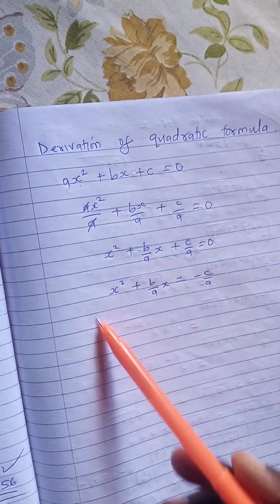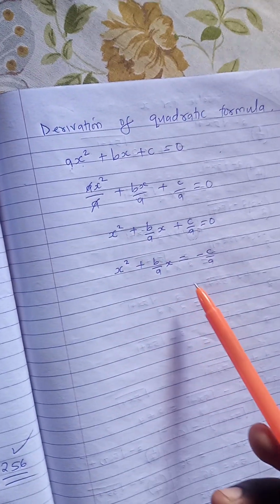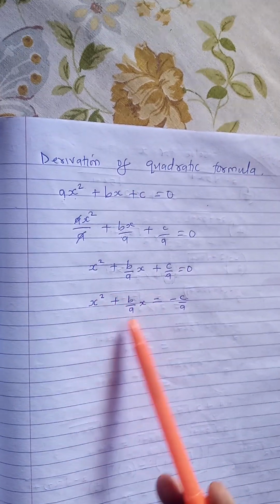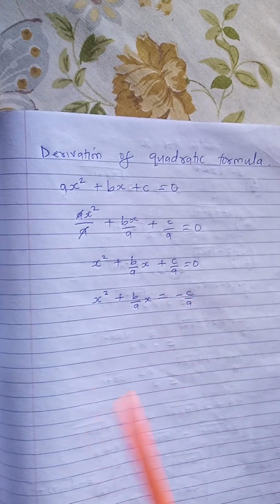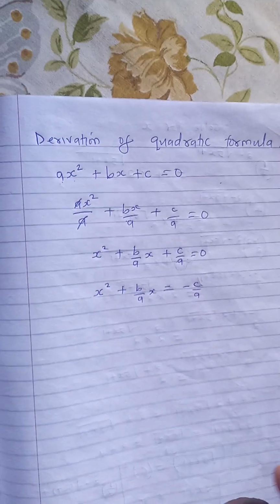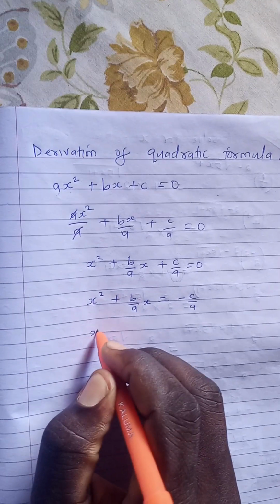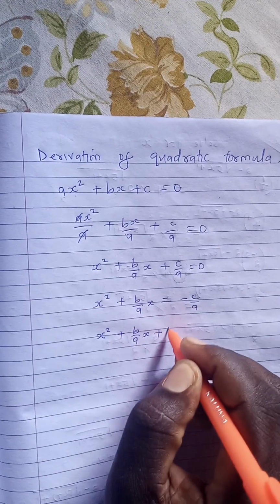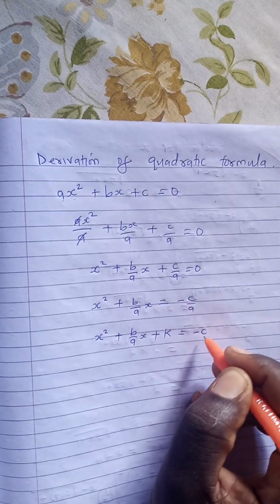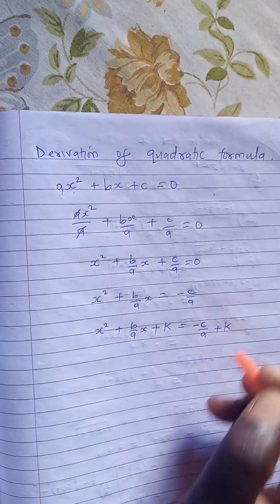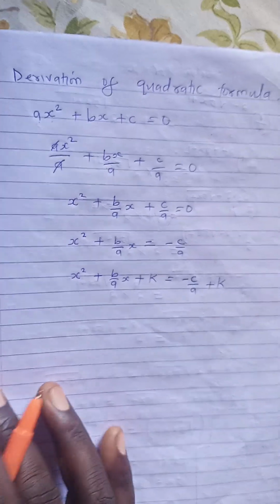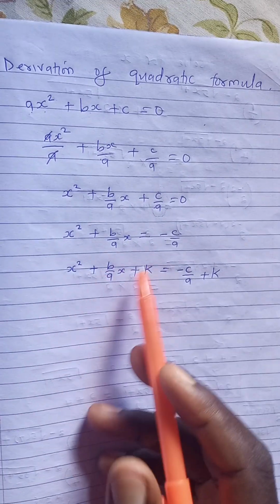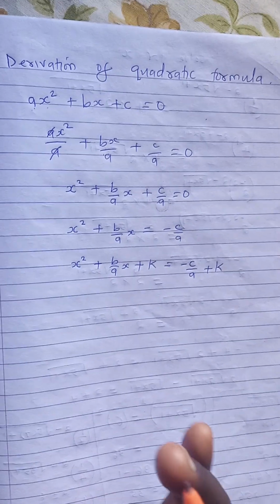From there, I will introduce a constant on both sides, on my left hand side and also on my right hand side. Let's say the constant is k. So I will add: x squared plus b over a x plus a constant k is equal to negative c over a plus a constant k. Adding a constant on both sides, to the right hand side and also to the left hand side, is according to the completing the square method.